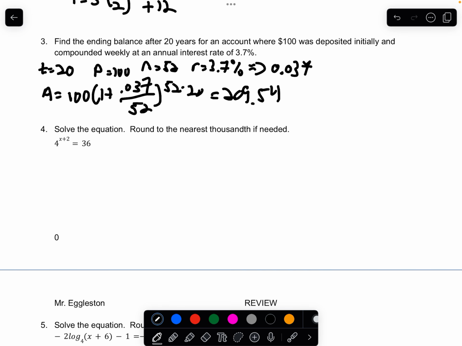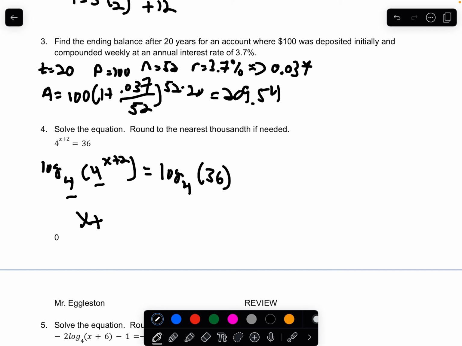Number 4. Solve the equation. Round to the nearest thousandths if needed. Well, pretty straightforward. We have an exponential. To undo the exponential, we take a log, and the log is going to be base 4, because you have to match the bases. Right? This and that have to match. And if we do it to the left, we have to do it to the right. Okay, that gives us x plus 2 equals log base 4 of 36. So x equals log base 4 of 36 minus 2.